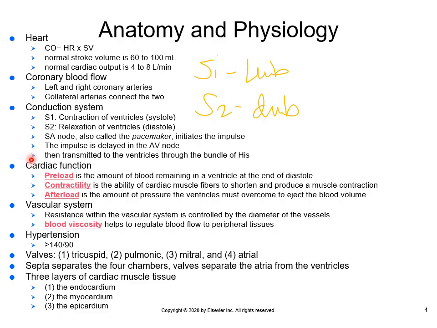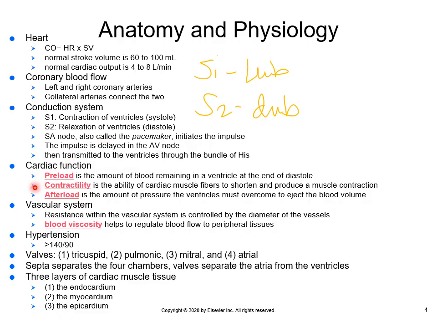All right. Cardiac function. We have what we call preload, contractility, and then the afterload. These are terminologies that we need to remember when we're talking about the heart. Preload is the amount of blood that is remaining in a ventricle at the end of the relaxation, or the diastole.